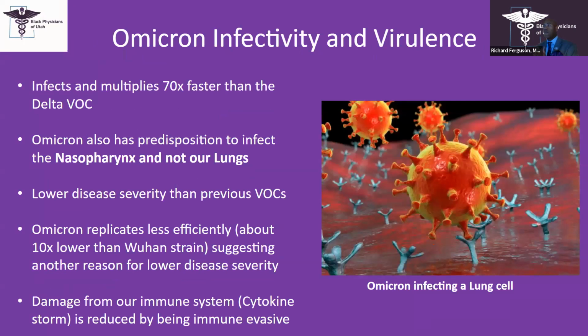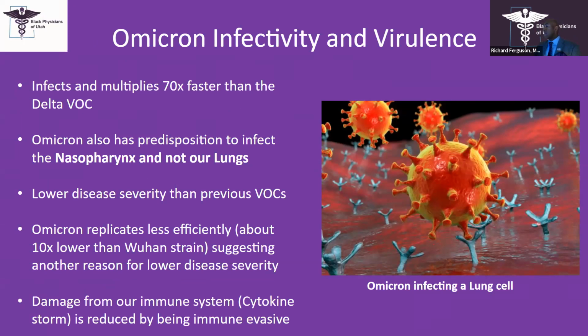So Omicron infectivity and virulence. It infects and multiplies about 70 times faster than Delta. Everything I'm comparing here will be Delta as our baseline, not the original Wuhan strain. That's considered ancestral at this time based on how it's been replicating and how many changes have occurred.